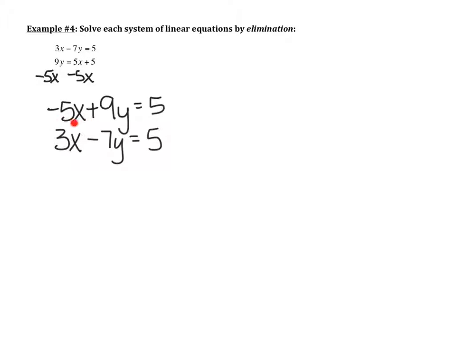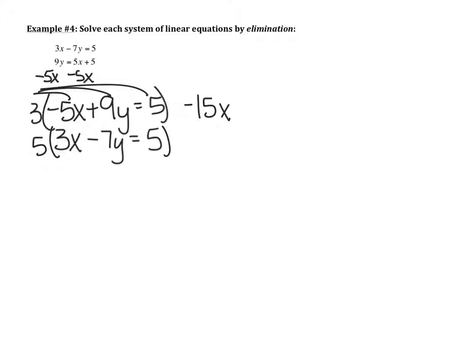Since the negative 5 is already negative, I'm going to make that the negative 15. So I'm going to multiply the first equation by 3 to make that a negative 15, which means I'll make our second equation the positive 15, so I'll multiply by positive 5. Remember to distribute to the entire equation. 3 times negative 5x would be negative 15x. 3 times 9y is 27y. And 3 times 5 is 15. Second equation, I multiply by 5, so I'd get 15x minus 35y, and it equals 25.